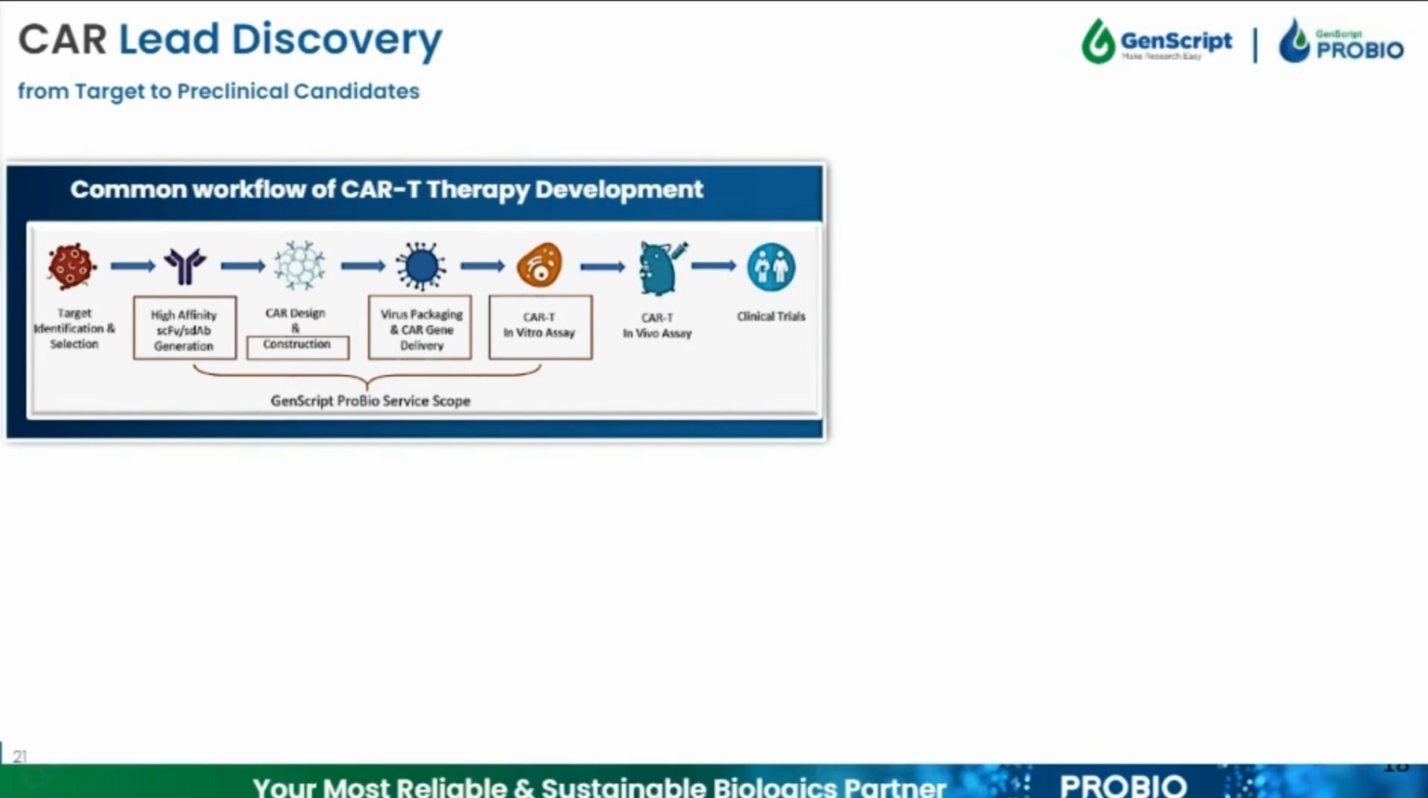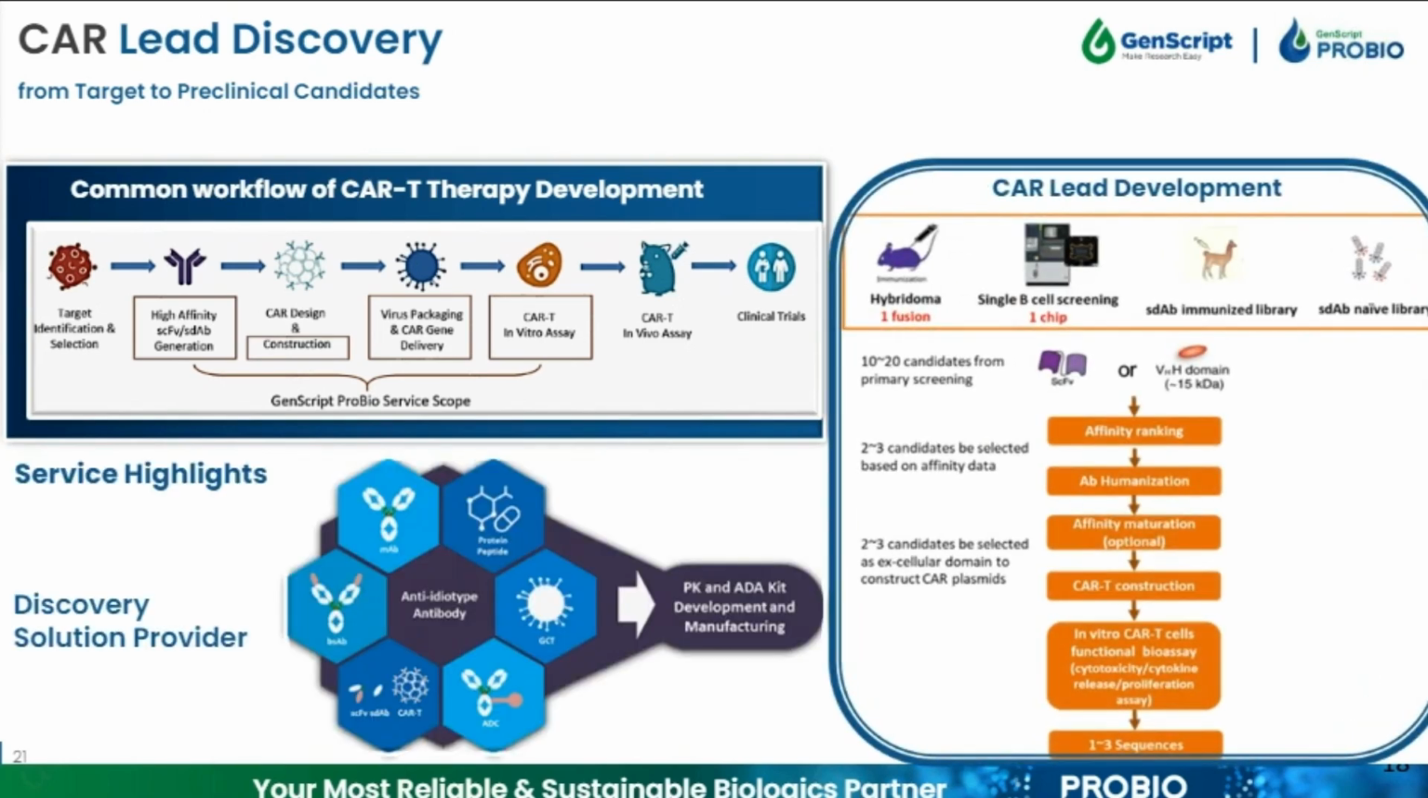The workflow for common CAR T cell therapy development is shown here. CAR T uses T cell engineering with CARs, which is usually scFv or single domain antibody, for cancer therapy. GenScript's subsidiary company ProBio provides CAR lead discovery, and key service highlights include an antibody discovery strategy specially designed for CAR lead generation, using SPR technology to ensure high affinity leads. And we have a well-established antibody optimization platform.